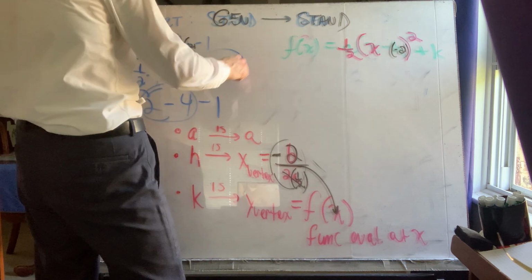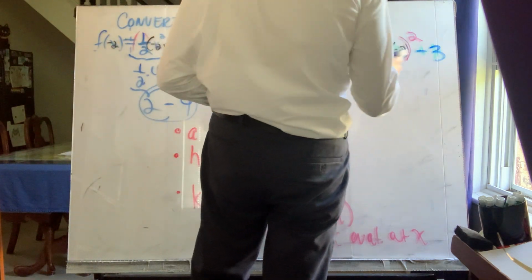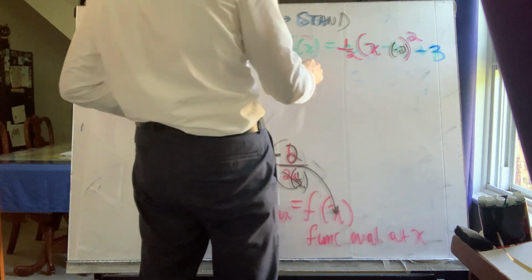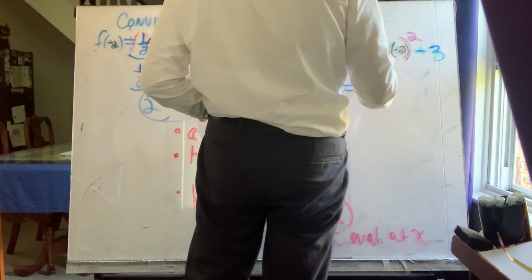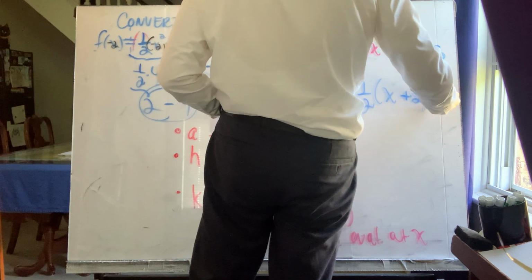Okay, this is negative 3, all right, so that would sit here. And then ultimately you have the thing from earlier. Right. A half times x plus 2 to simplify squared minus 3.